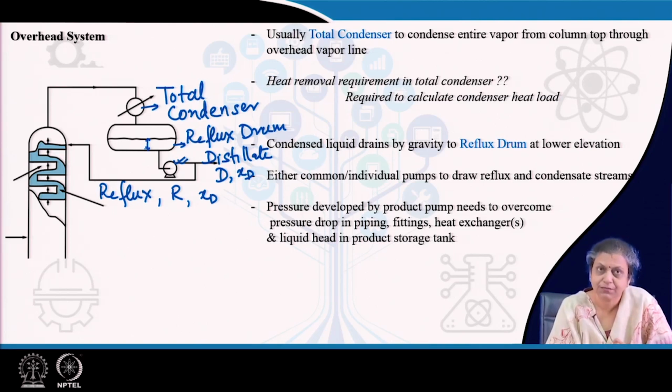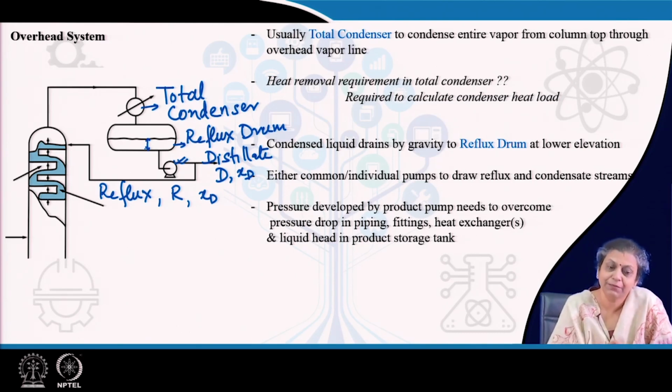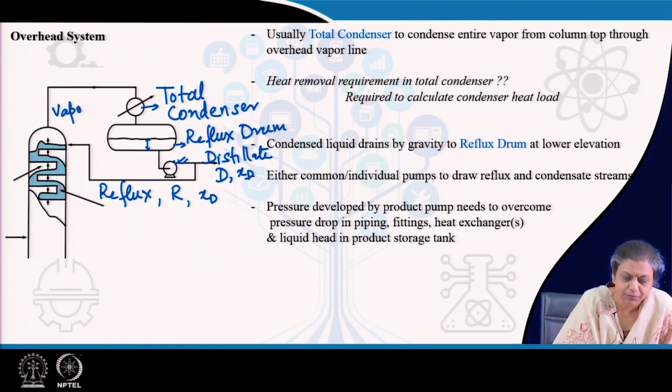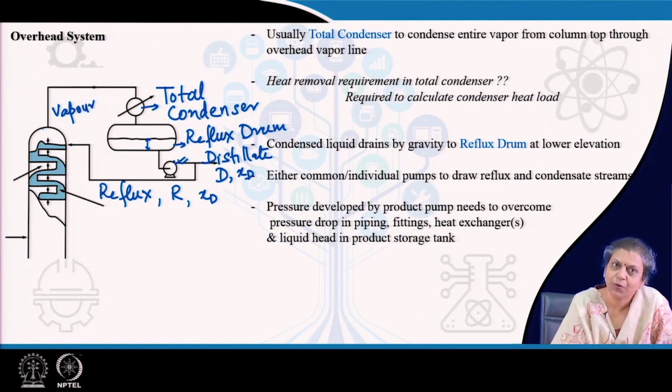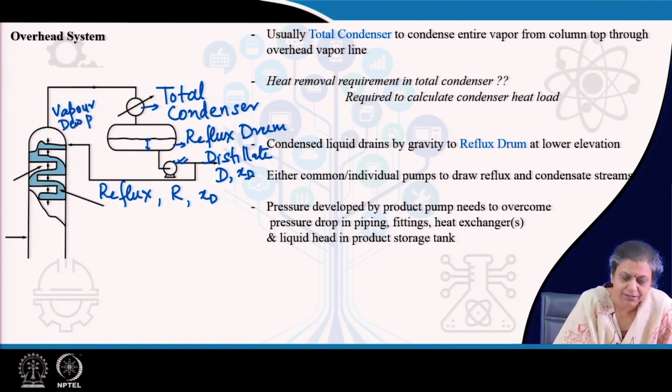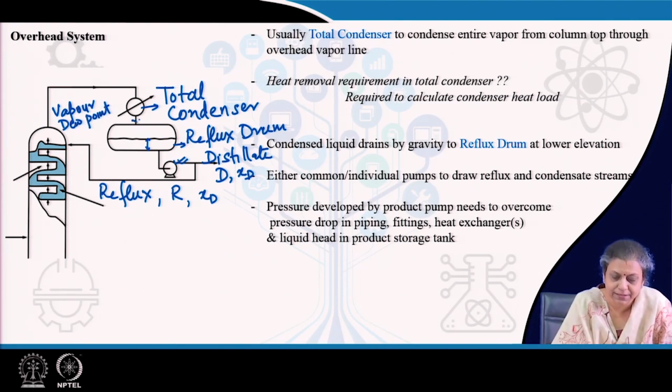One more thing, just to remind you: can you tell me what is the heat which has to be removed in the total condenser? Definitely some amount of vapor is coming and you need to remove heat such that the entire vapor condenses into the liquid phase. Now, from the column top, under what condition is the vapor exiting, can you tell me? The vapor exiting from the column top is at its dew point. So, therefore, this vapor at its dew point gets condensed in the condenser and enters the reflux drum. Under what condition? This has to be liquid at its bubble point, isn't it?